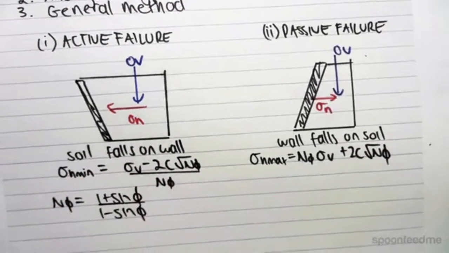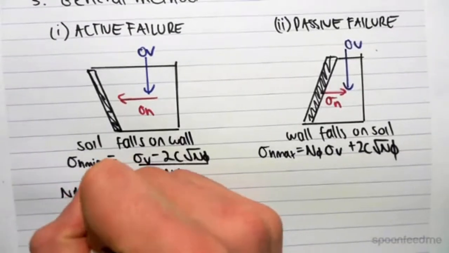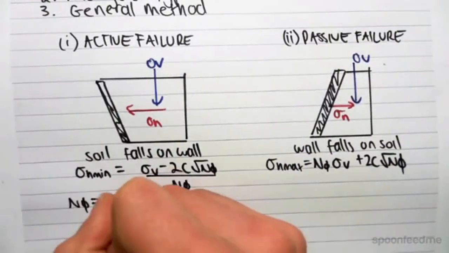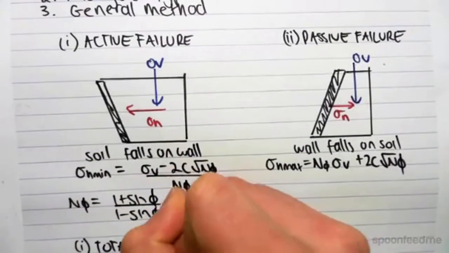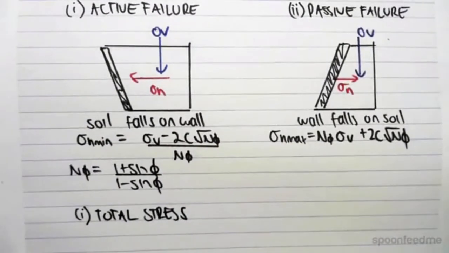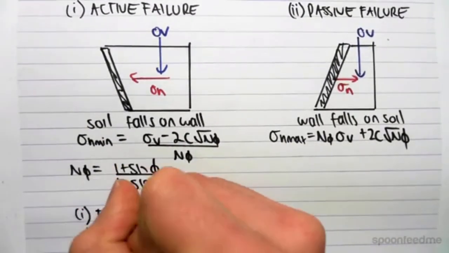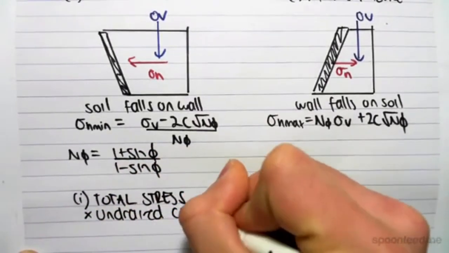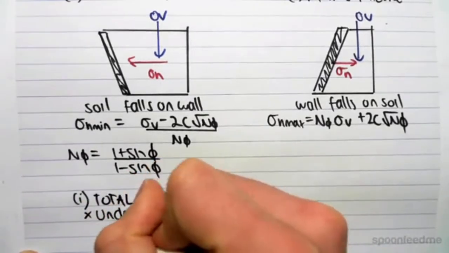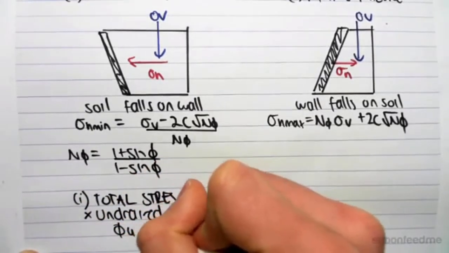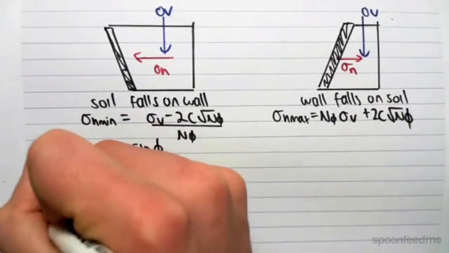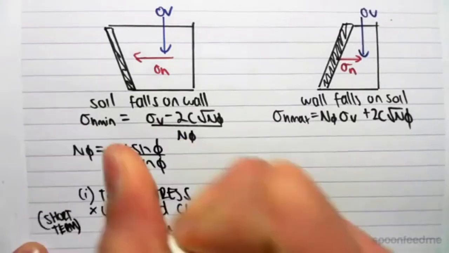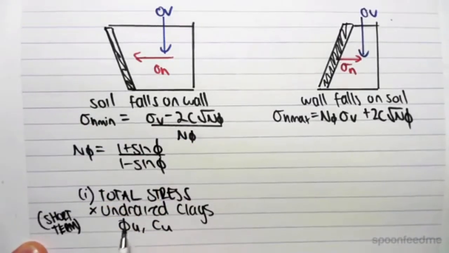The second thing we need to look at is the types of analysis. So you can get two types. The first type of analysis is a total stress analysis. So we've seen that before. So total stress analysis, we're just going to be using that for undrained clays. And we're obviously going to be using the properties phi u, so phi undrained, and cu, c undrained. And this of course is only in the immediate short term because it's undrained. So short term, total stress, undrained clay. So you can only use this on undrained clays.